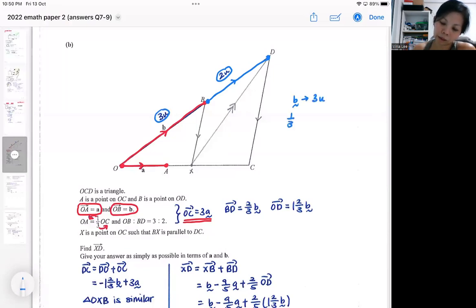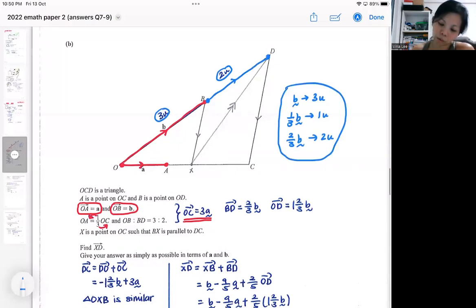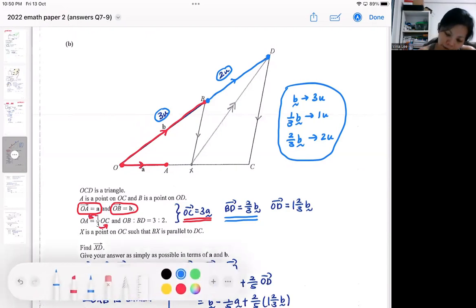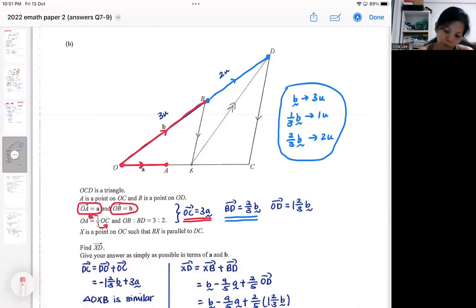So 1/3 B will be 1 unit. So 2/3 B will be 2 units. You can do this kind of primary school thinking if you're given some ratio, and you get your PD. Then from there, in fact, I can get the whole vector as well, because this is the B and then this is the 2/3 B. So I can add up and that's how I got another vector.